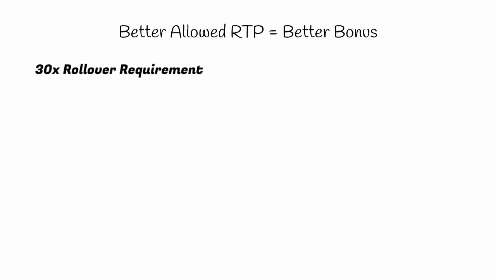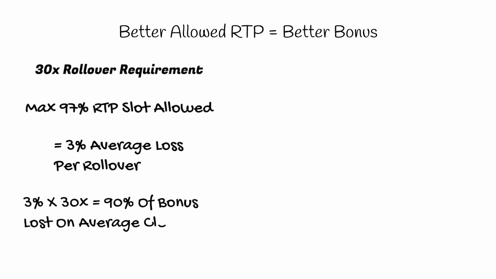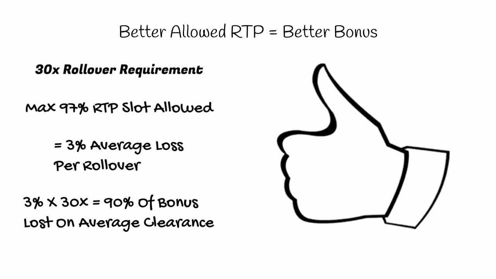Now imagine that exact same casino allowed you to use a 97% RTP machine for bonus clearance. Suddenly the average player has a chance. They only lose 3% of their total bonus every rollover times the 30 rollovers, so the average player will lose 90% of their bonus and keep around 10%. The smallest change in RTP can have a massive long-term impact on players.